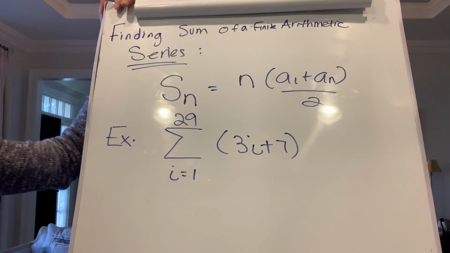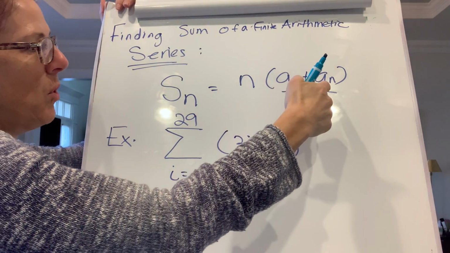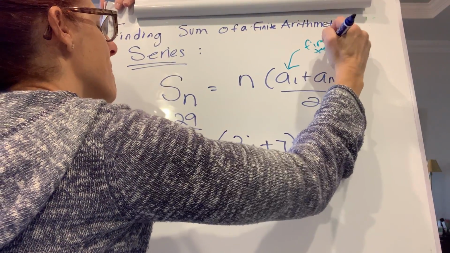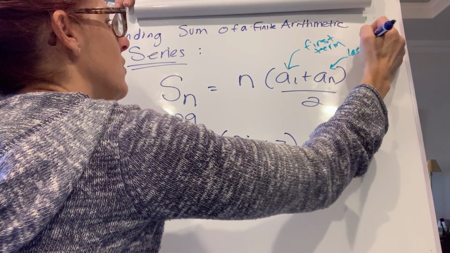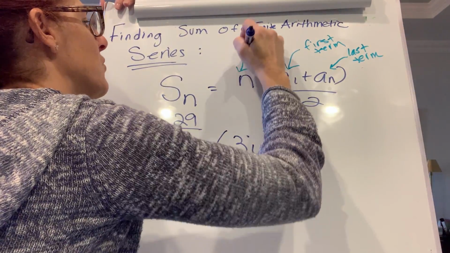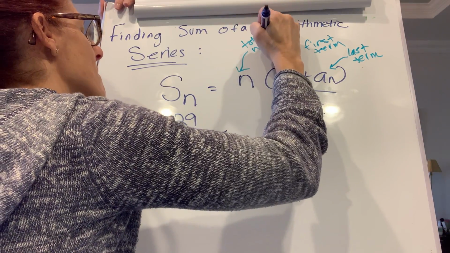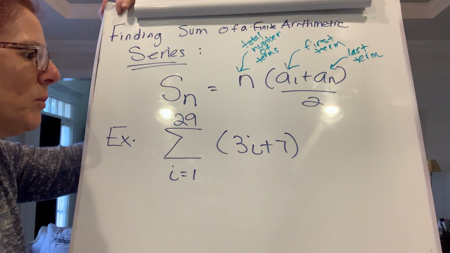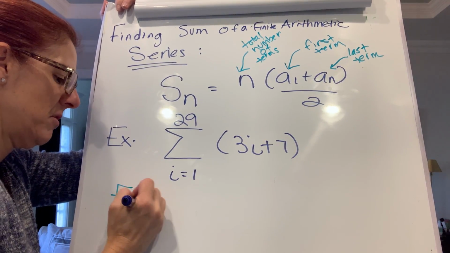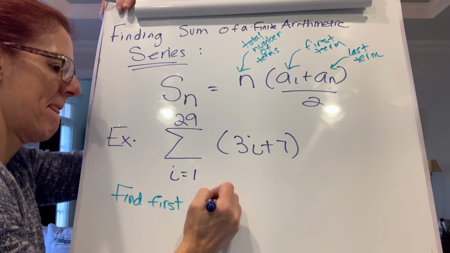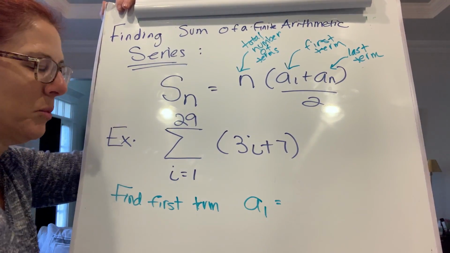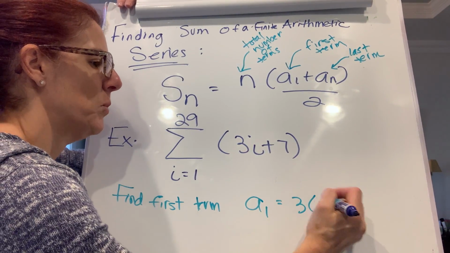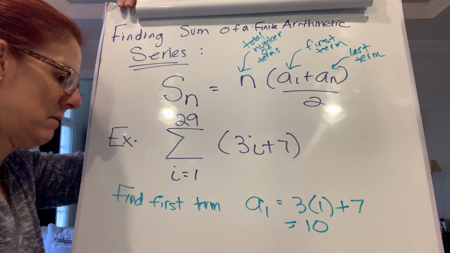Well, what do I need in my formula? I need n, I need A1, and I need An. A1 stands for the first term, An stands for the last term, and n stands for the total number of terms. So what we need to do is find the first term, A1. How do we do that? Plug 1 into here. The first term would be 3 times 1 plus 7, or 10.